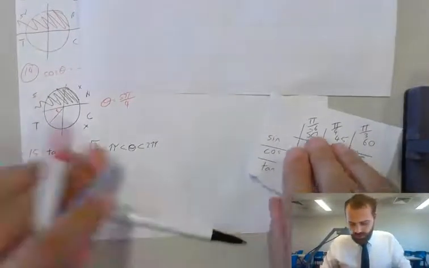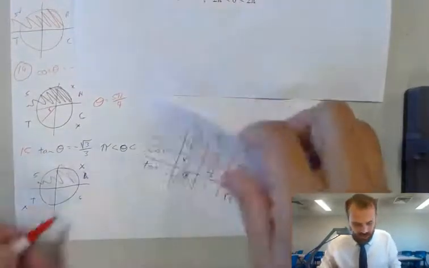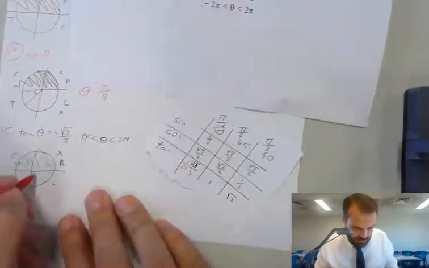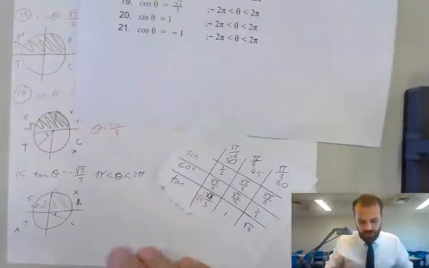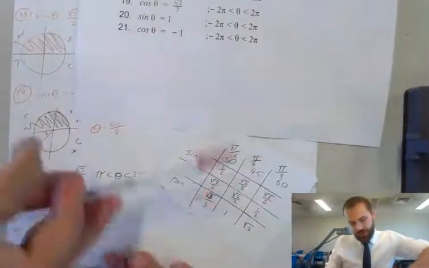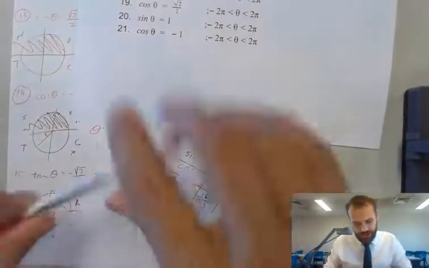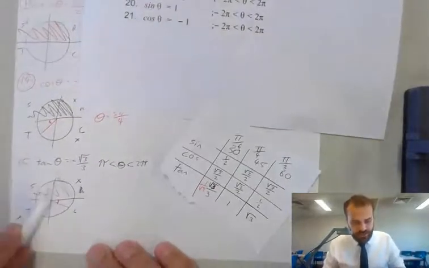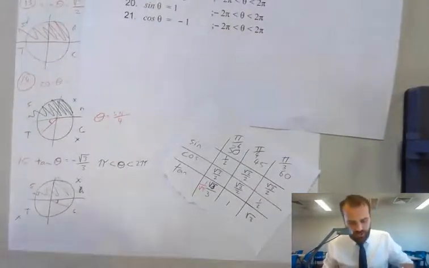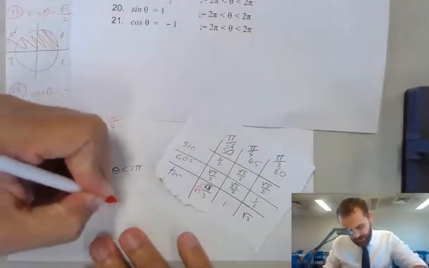So, root 3 on 3. Root 3 on 3, that's pi on 6, 30 degrees. Drawing out one there. Okay, and I'll work all the way around the circle. Pi on 6, 2 pi on 6, 3 pi on 6, 4 pi on 6, 5 pi on 6, 6 pi on 6, 7 pi on 6, 8 pi on 6, 9 pi on 6, 10 pi on 6, 11 pi on 6. Answer here is 11 pi on 6.